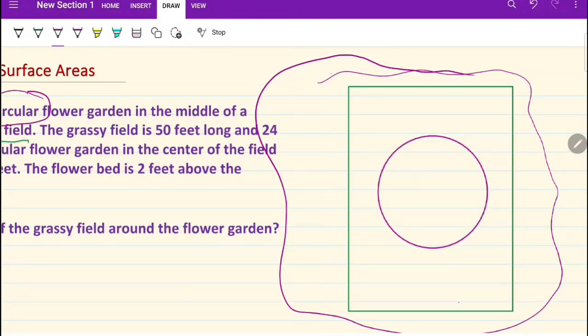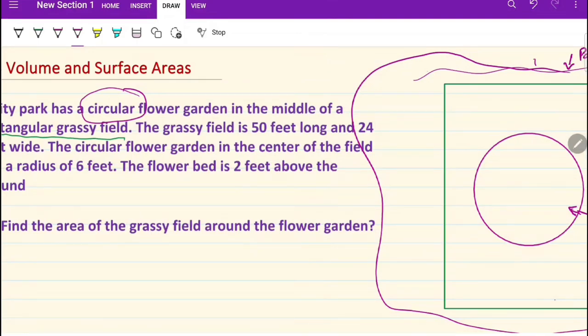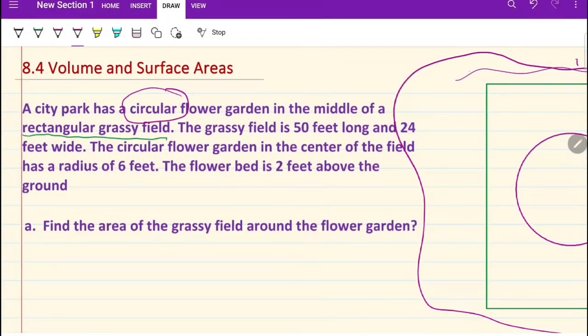All right, so I'm going to label this. Here's our city park. So here's the park, and then this is the field, the rectangular field, and then we have the flower bed. So here's the flower bed, or the flower garden as they call it. So now we have the layout of the park and the garden and so on. Let's try to put in the dimensions.